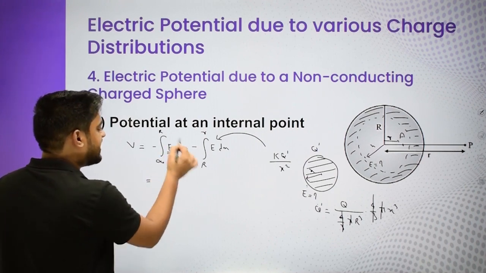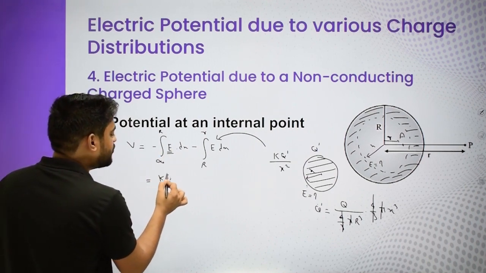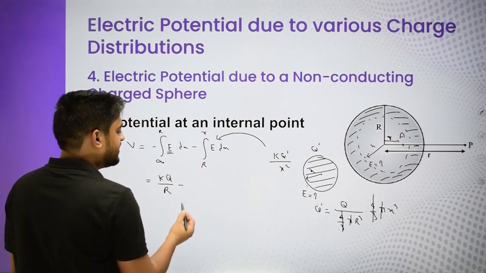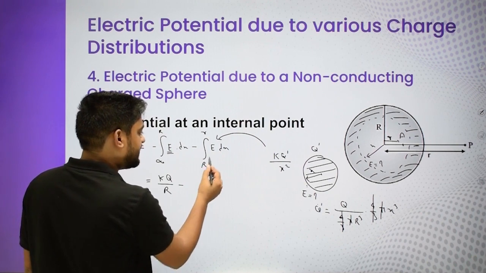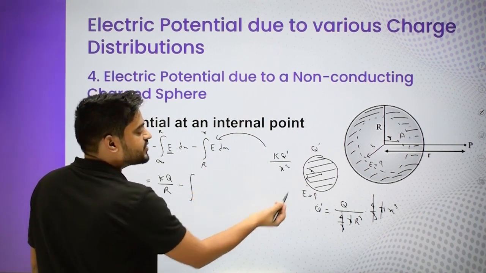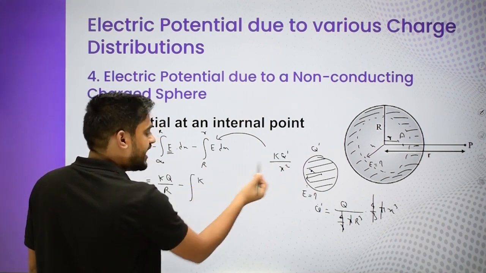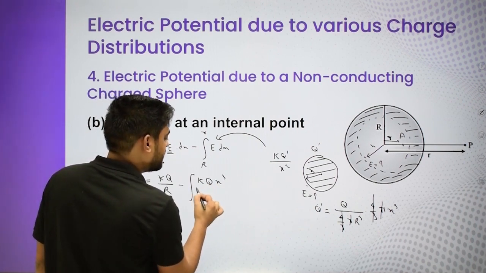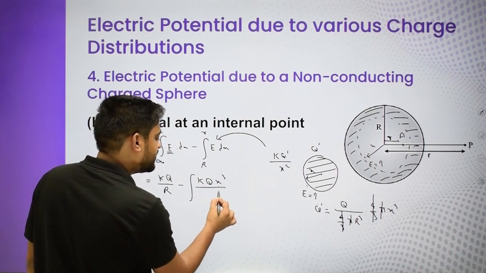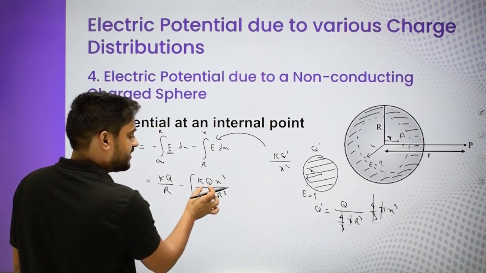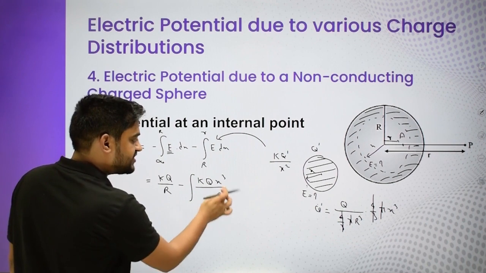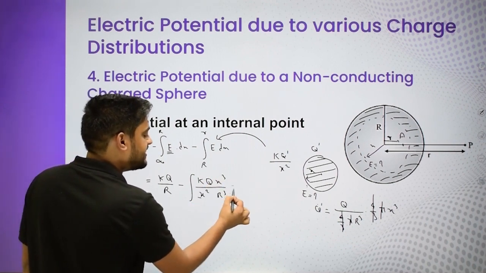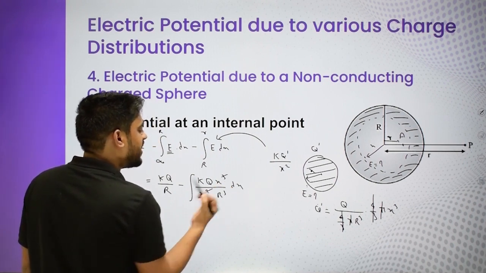We are already aware that this thing comes to be what? KQ by capital R. And what about this? Let us integrate. Once we integrate, what are we getting? It is integration of E. So what is E? K Q dash, which is nothing but Q x cube divided by R cube. This is E, K Q dash, this is just Q dash by x square. So K Q dash by x square dx. And eventually this x square will cancel this.